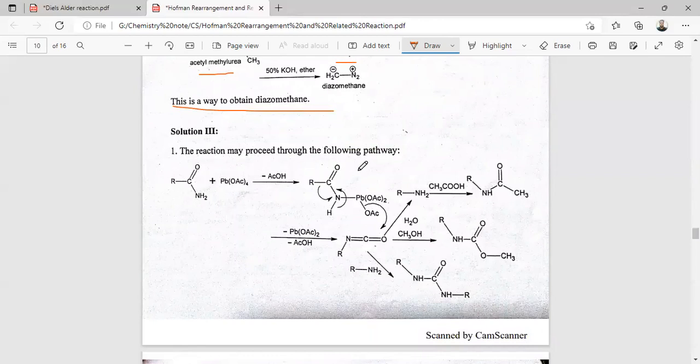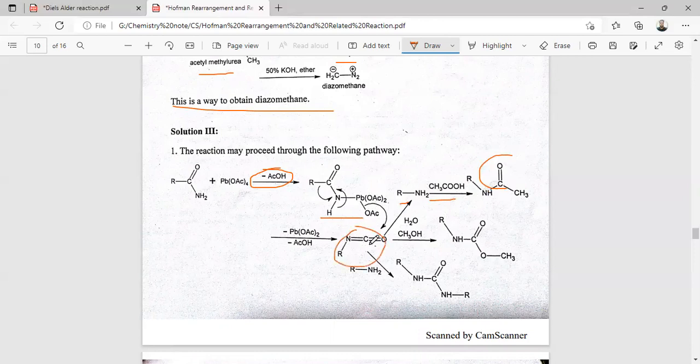So here the reaction may follow the following pathway, where this amide reacts with the PhI(OAc)2 reagent. First, one acetic acid is eliminated to form this intermediate. Next, this reacts with the nucleophile to react with the acetic acid to form this one. Then PhI is eliminated to form this intermediate.